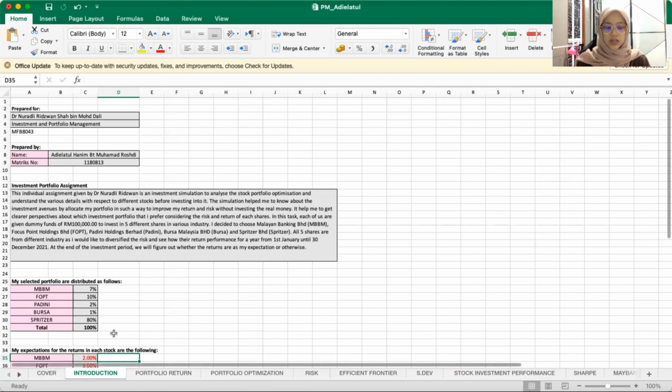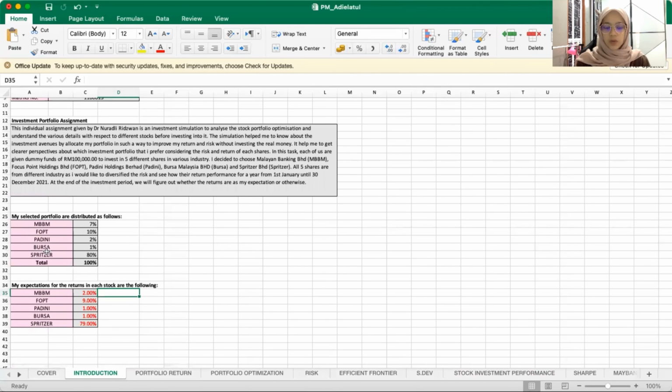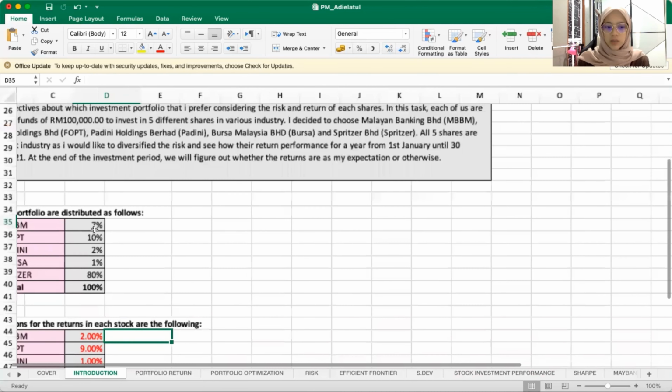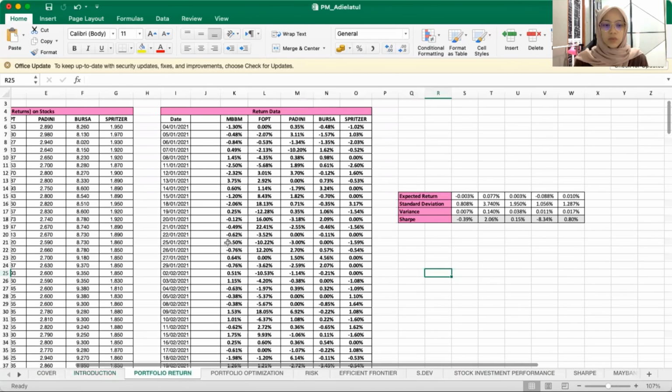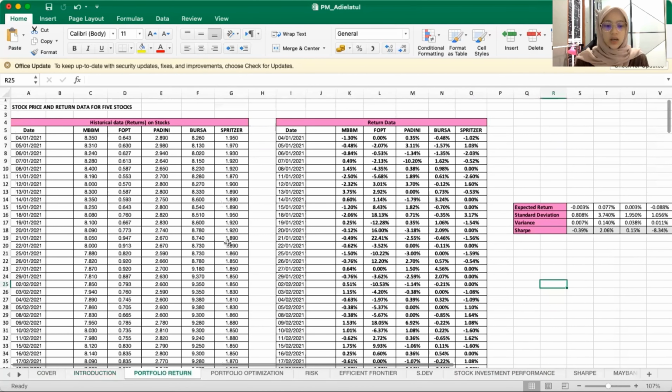So as you can see, this is my selected portfolio. I distribute as follows: for MBBM, 7%; FOPT, 10%; Padini, 2%; Bursa, 1%; and Spritzer, 80%. Later on, I will explain why I contribute like this. Okay, moving to the next discussion.